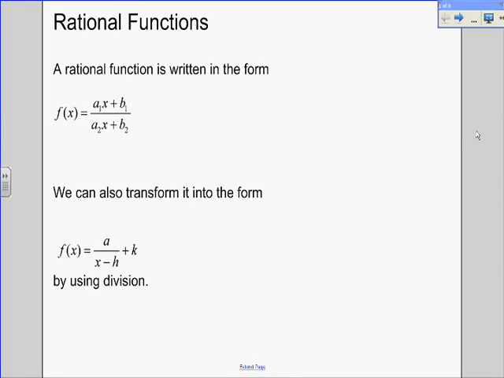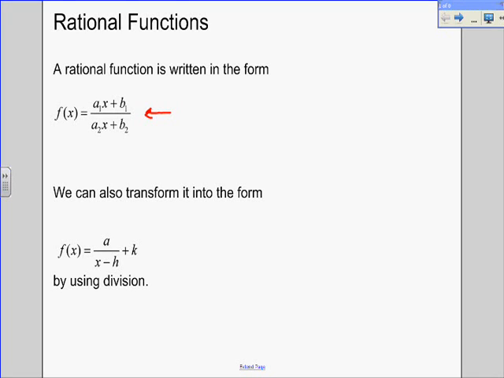So we are working today on learning about rational functions. And a rational function is basically something where we have a fraction. So we have an x on the denominator of our fraction. And we can have it written in this form here, where all of those a1, b1, a2, b2, those are all just numbers. And we have an x on the top and the bottom.